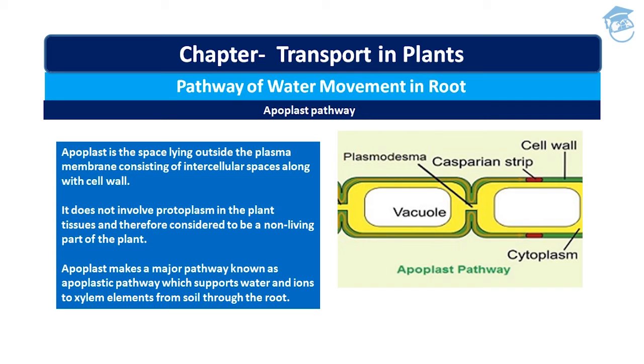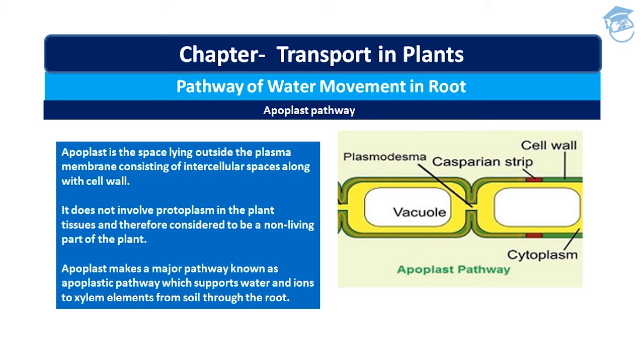Now we'll talk about the apoplastic pathway. It is a space that lies outside the plasma membrane. See, this is the plasma membrane, and outside the membrane is the cell wall. This is shown here as the cell wall, and this yellow color is representing cytoplasm. So apoplast is a space that lies outside the plasma membrane that consists of intercellular space along with cell wall.